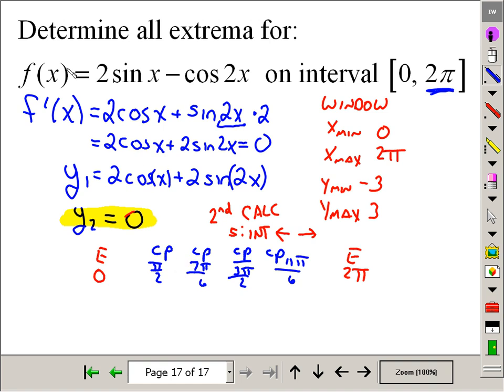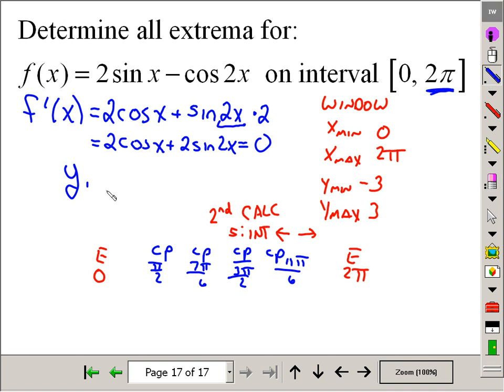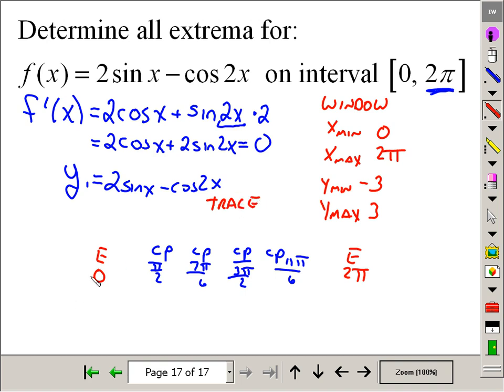Then what you can do here is, if you want to, you could actually regraph this function. Here's what I would recommend you do. Now that you have your critical points, go back to y equals, delete it, and clear out y2, and put in y1 your original function, 2 sine x minus the cosine 2x. Press trace, and then type in 0. You come up with an answer here of -1.